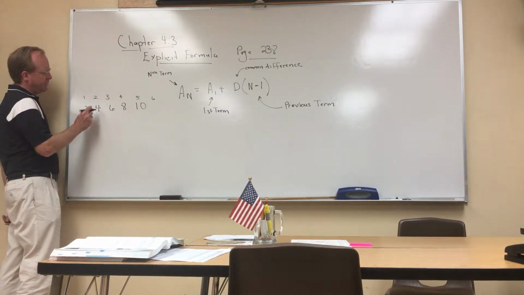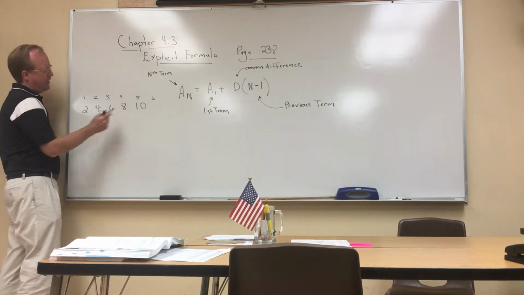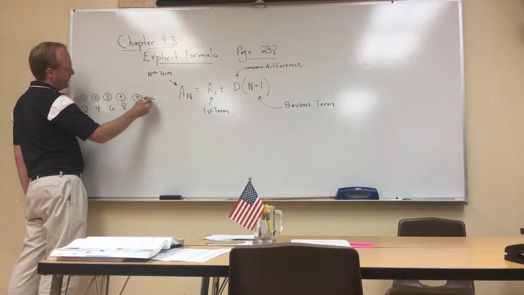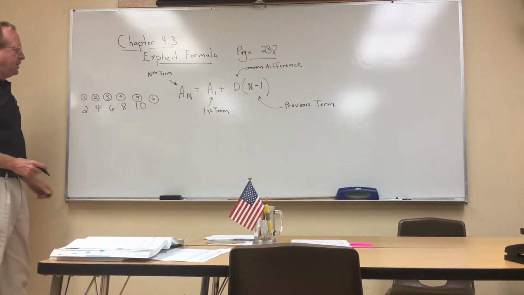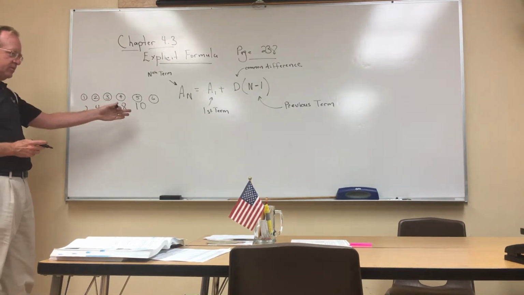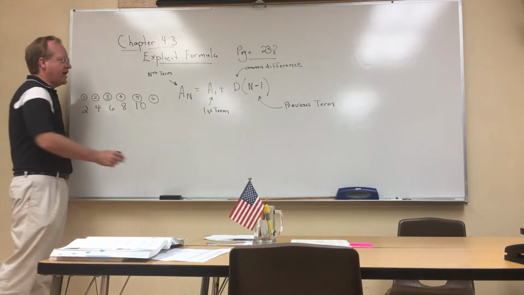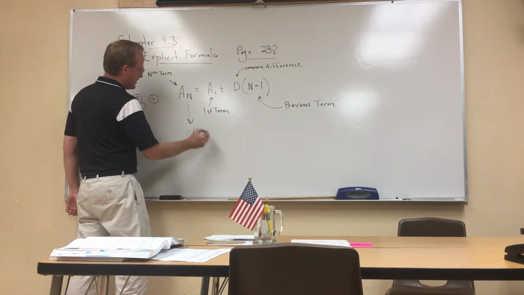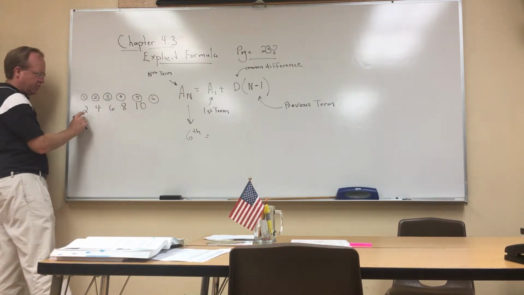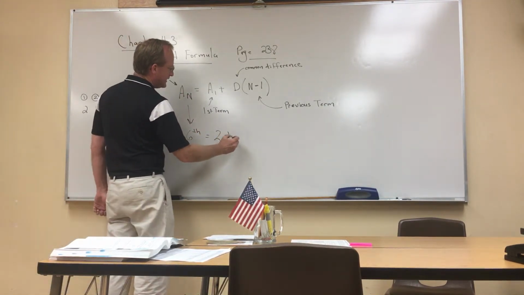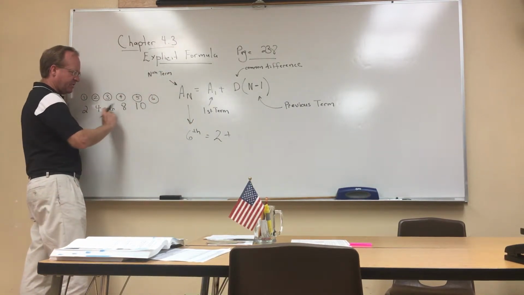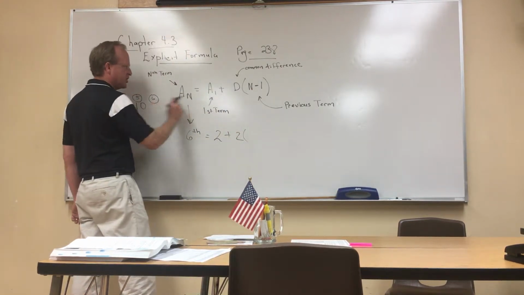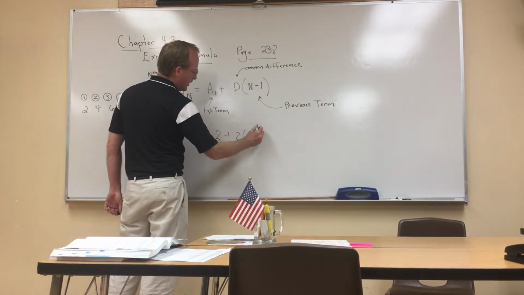So how does that work in a real sequence? Well, let's take a look at a real sequence: 2, 4, 6, 8, 10. This is the first term, the second term, the third term, the fourth term, the fifth term, and the sixth term. I would like to know, using this formula, what the sixth term is. I can do that. The sixth term is the first term, which is 2, plus the common difference, which every time is 2, times the sixth term minus 1.